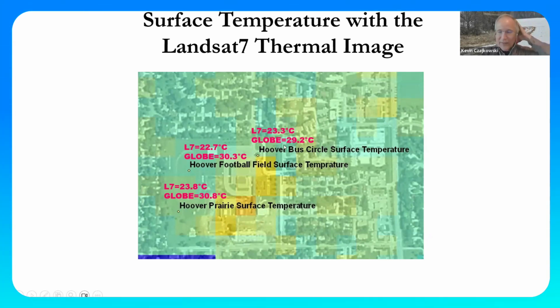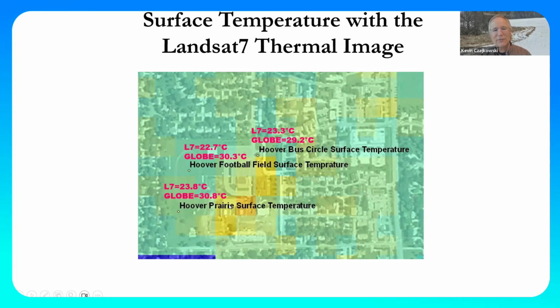And what we did was we had the temperature in Celsius. The globe is the student temperatures, like the bus circle, 29 degrees Celsius. Landsat was 23.3 degrees Celsius, so it's lower. And then here we have the football field, 30.3 degrees Celsius, Landsat 22.7. And then the prairie, 30.8 degrees Celsius for the students and 23.8.